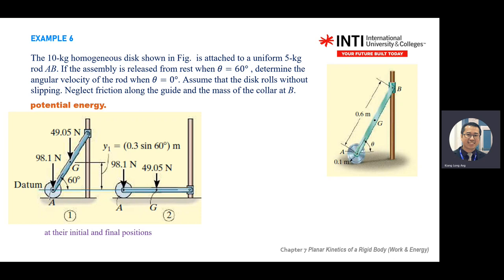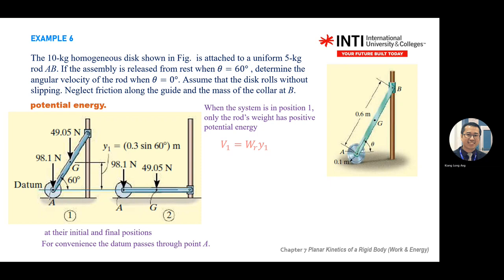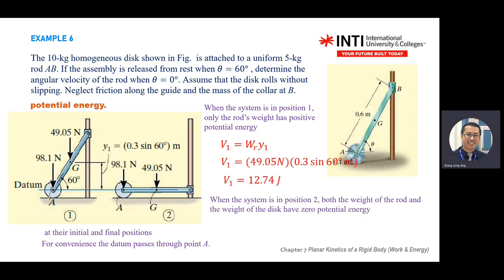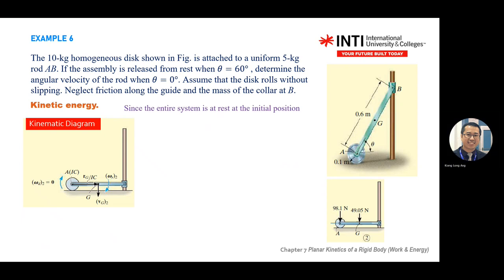You have the diagram before and after. For potential energy, you refer to the horizontal datum. G before has positive potential energy because it's above the datum. After is zero because it has returned to the datum. You put in all the parameters, mgh before gives a positive energy. Position two returned to the datum, so zero joules. Kinetic energy: before is zero because you start from rest, so what you're interested in is the second position, which is horizontal.